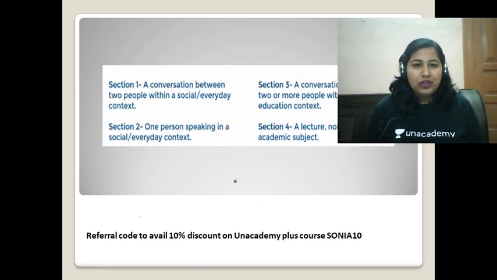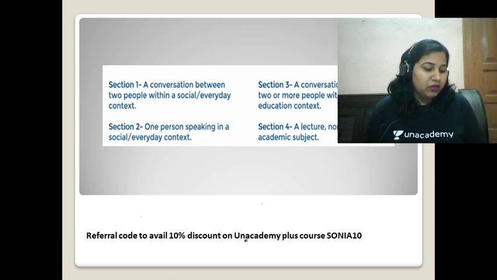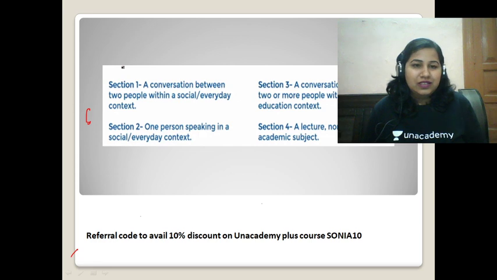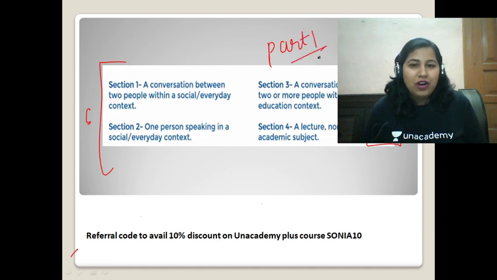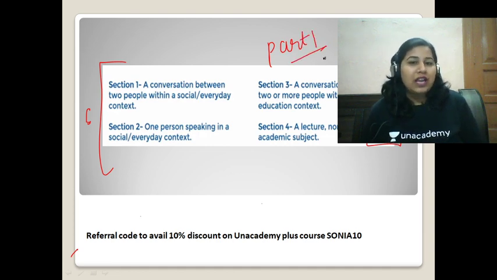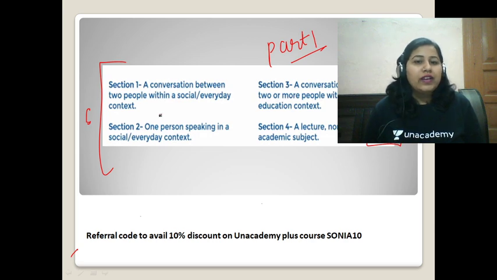Okay, so let's quickly have a look at what part 1 and part 2, part 3, part 4 look like. Although it says section, because the slide is a little bit older. However, it will be called part 1, part 2, part 3 and part 4, okay? However, the context will remain exactly the same.